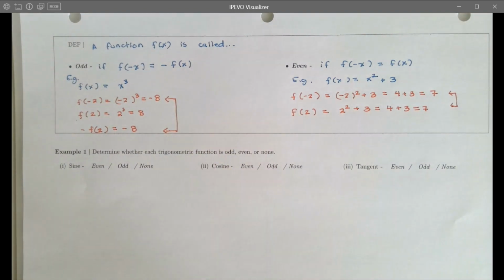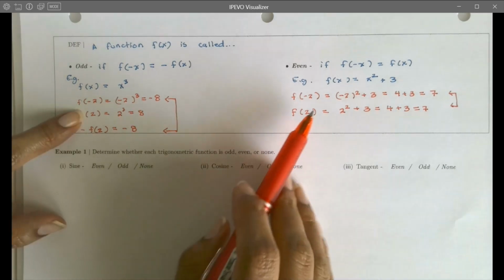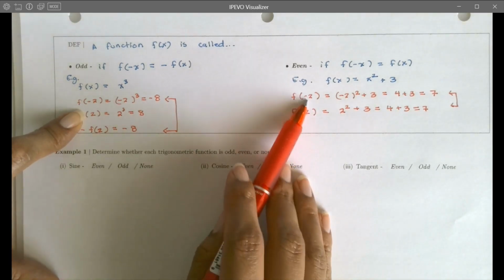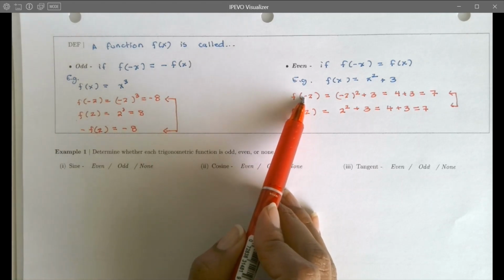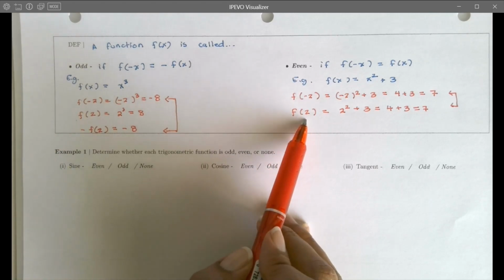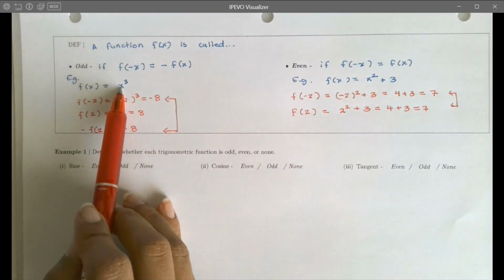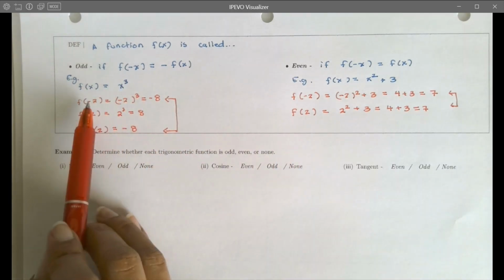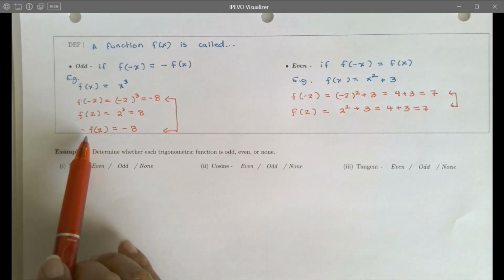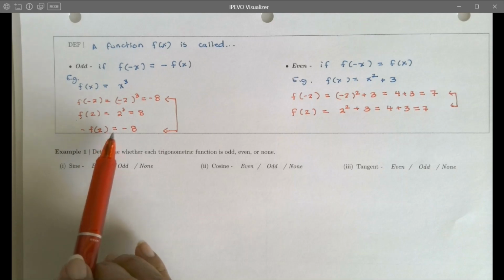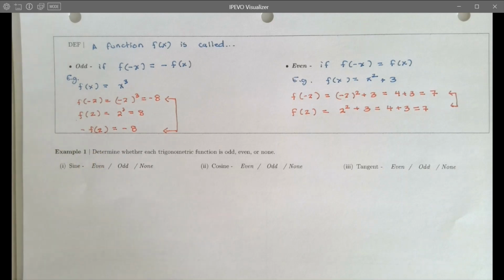And it's not just a coincidence. If you try it for any other x value, checking f of any negative value will give you the same thing as f of the positive value. And in the case of x cubed, if you check f of any negative value, that'll be the same thing as -1 times f of the positive value. Now, graphically, something very special happens.